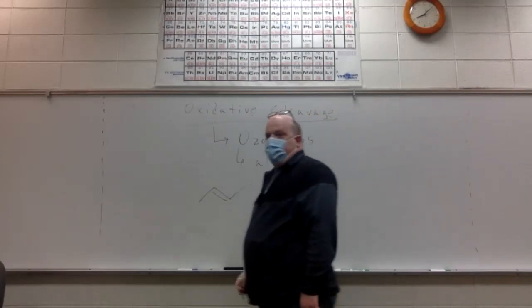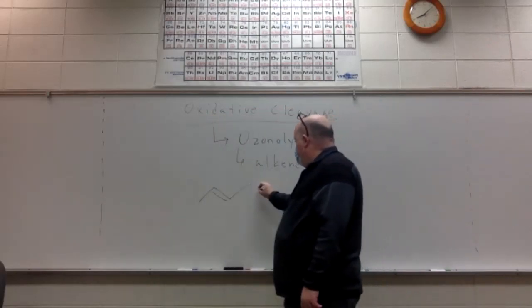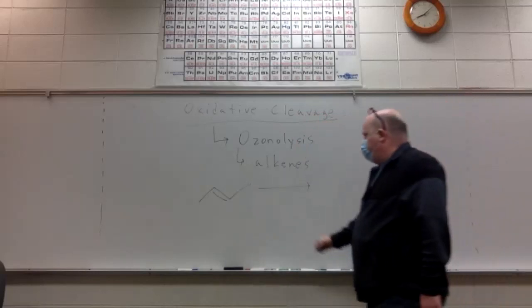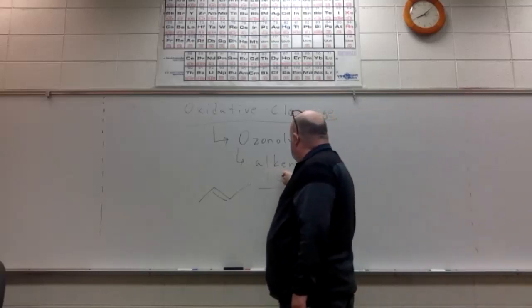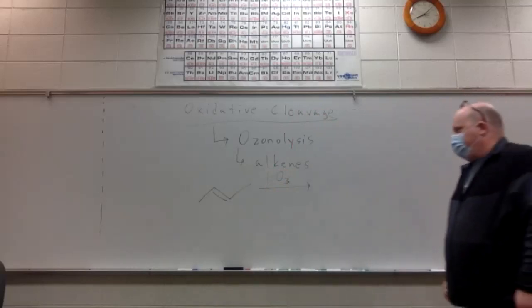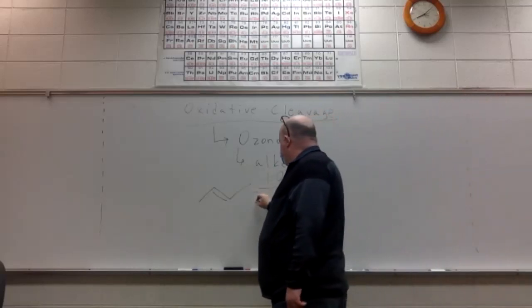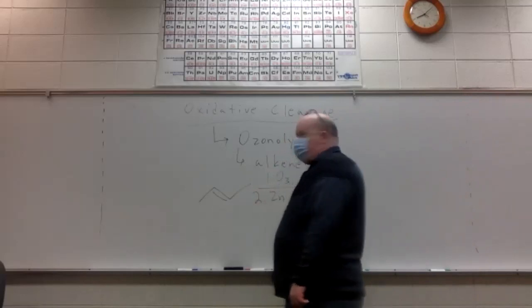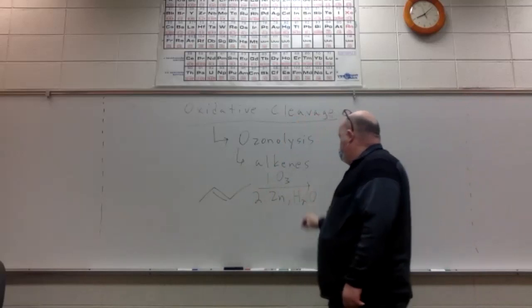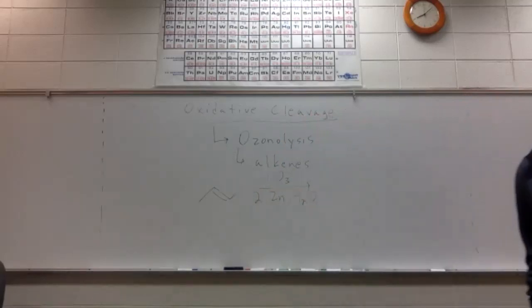So let's say we have an alkene. Whenever you do ozonolysis of an alkene, the first step is to add ozone, O3. And then the second step, it's a two-step process, is to add zinc and water. And again, the mechanism of this, I'm not going to go over it. It's in the book if you want to look at it.